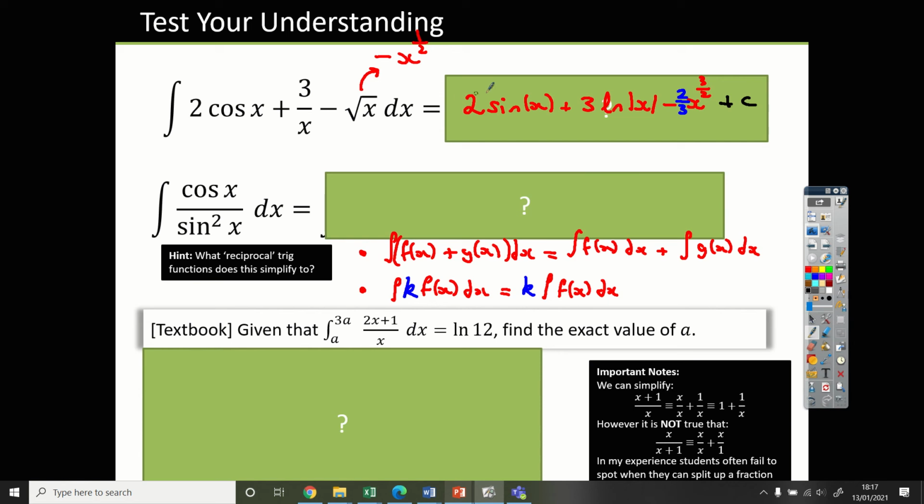If you want to check your answer, it's normally easier to check your answer by differentiating. So just as a double check, sine differentiates to cos, yes, ln goes to 1 over x, yes, and then this part, these times together to make a 1, and then that goes back down to a half, so we're good.